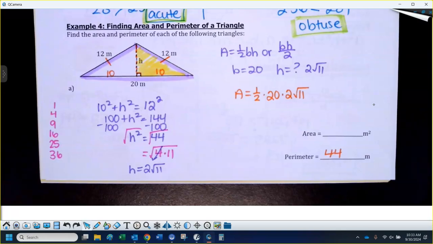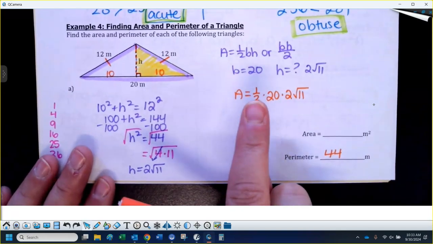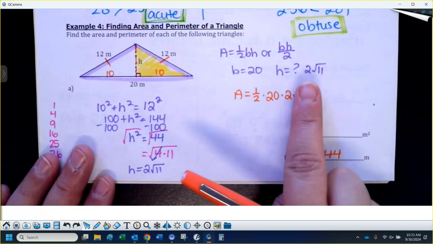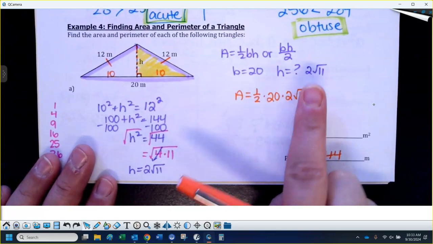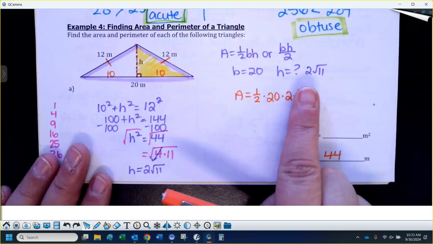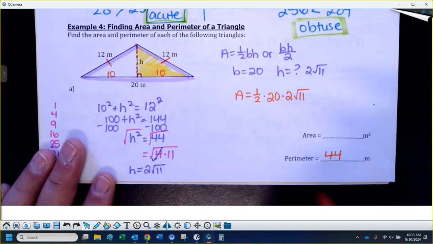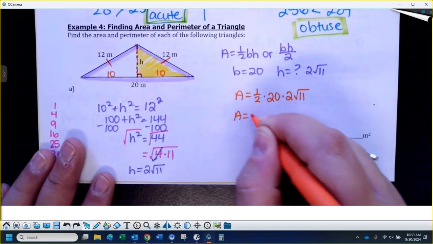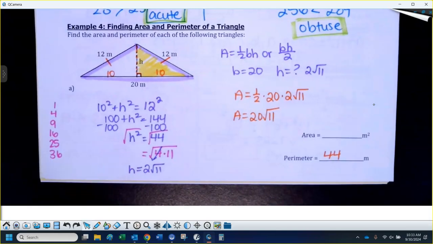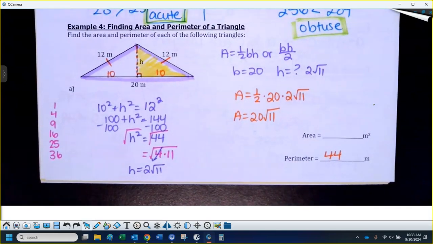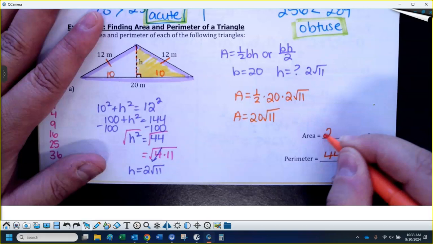So literally, all you would do, you would just, on your calculator, do like half times 20 times 2, and just write the square root of 11 next to it. Now, half of 20 is 10. Multiply that by 2 would actually be 20. So the area is just going to be 20 roots of 11. And that's simplest radical form. You don't have to do anything else.